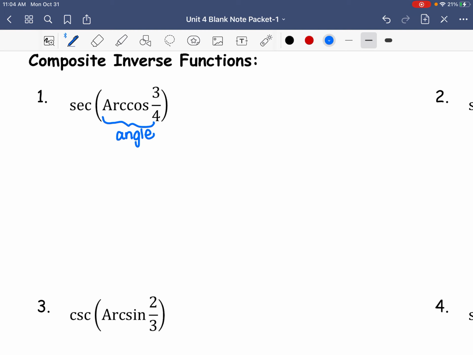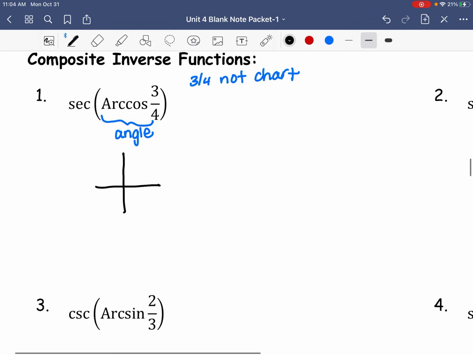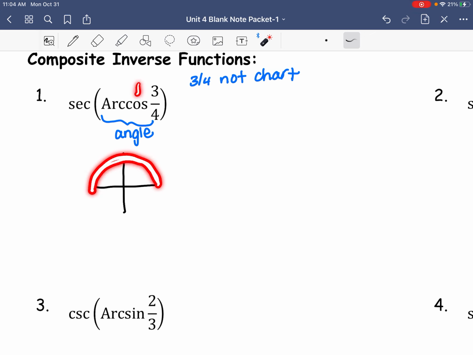Do we know from our chart the cosine of some angle is 3/4? No, 3/4 is not on the chart. So if it's not on the chart, what we have to do is draw a triangle. We're good at that. Let's draw our XY axis. Think about cosine. Arc cosine, I can be in quadrant 1 or 2. This is positive, so I'm going to be in quadrant 1. Okay, so let's draw our triangle in quadrant 1.